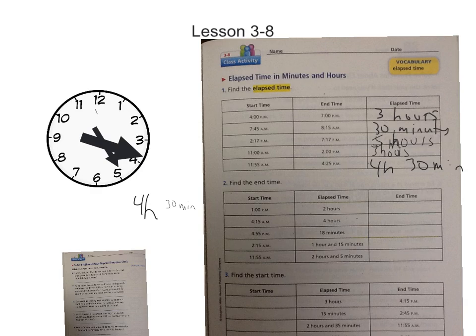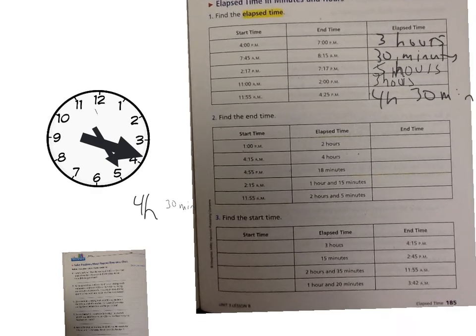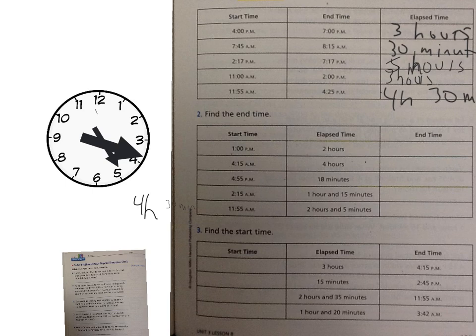Okay, next section you're going to find the end time. So basically, if it's 1 p.m. and it took 2 hours, you're going to be looking at 3 p.m. This will probably be a little bit easier for you. If it's 4:15 a.m. and you went 4 hours, it's 4:15, 5:15, 6:15, 7:15, 8:15 a.m. If it's 4:55 and you just added 18 minutes, well, 5 minutes will get you to 5, and it leaves you with 13 minutes left over, so it'll be 5:13, and that's p.m.